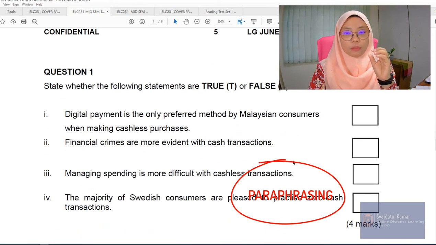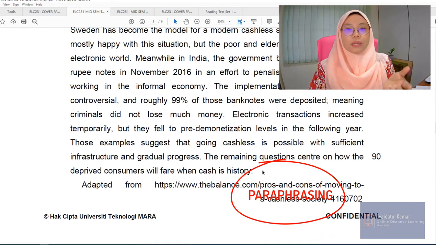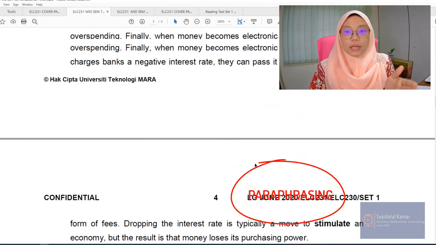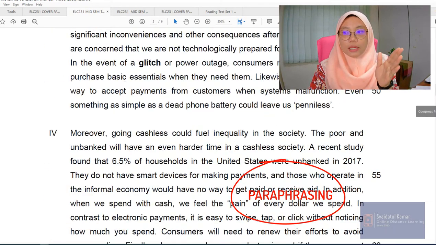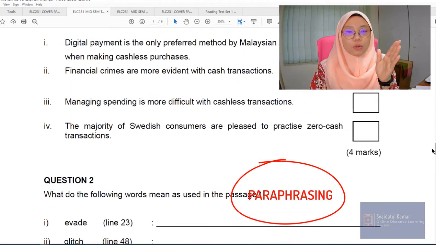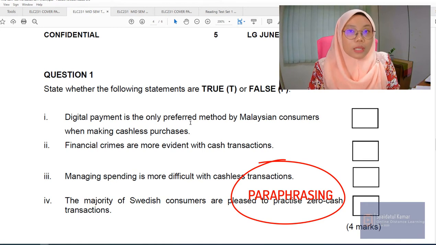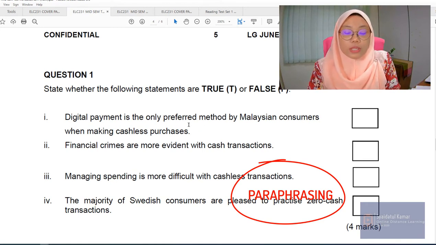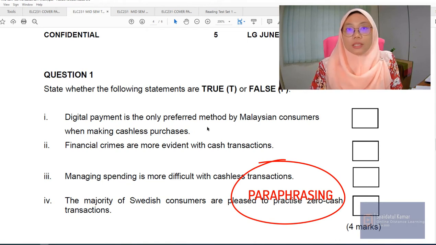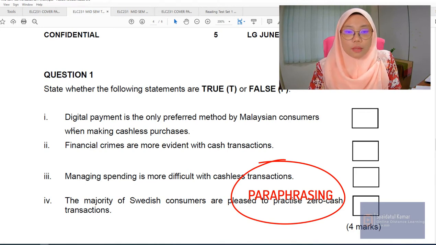All of these statements are the same statements available somewhere in the article. However, they are only written differently. That is what paraphrasing is all about. So in this question, they are testing your paraphrasing skills or paraphrasing technique. If you think that the first statement is true, then the answer is T. And if it's false, then you have to write F for false. Okay?